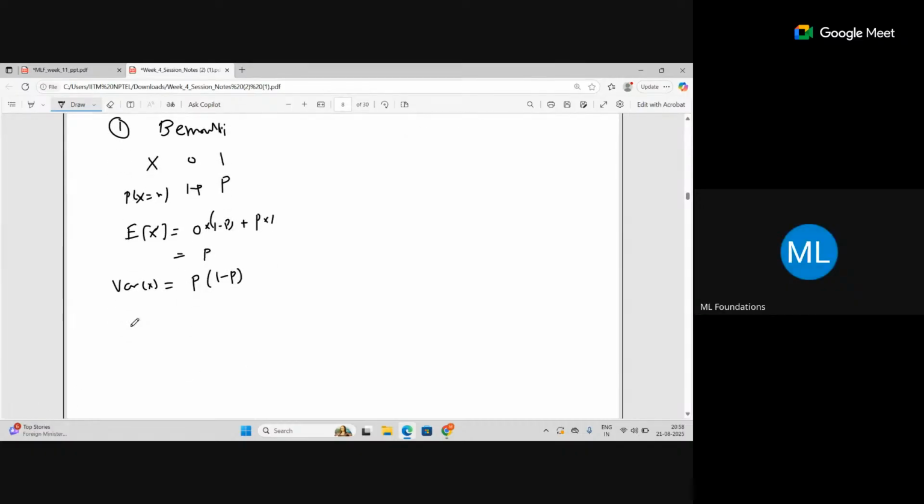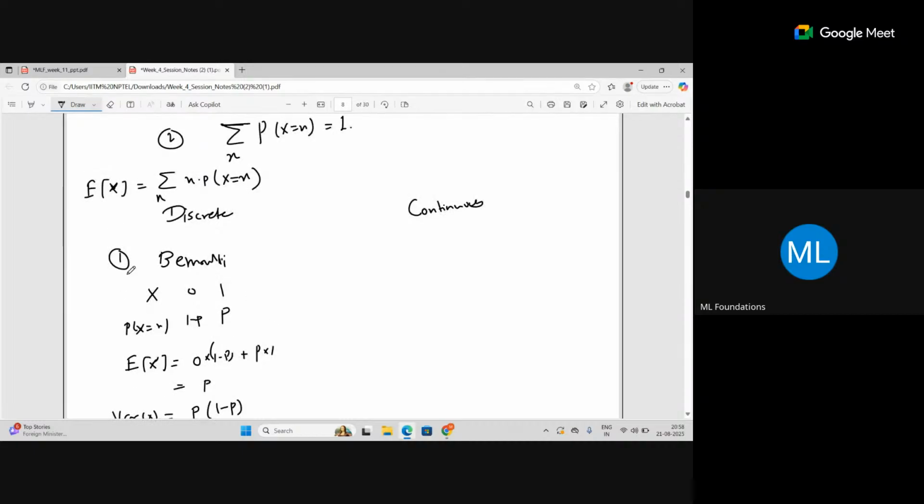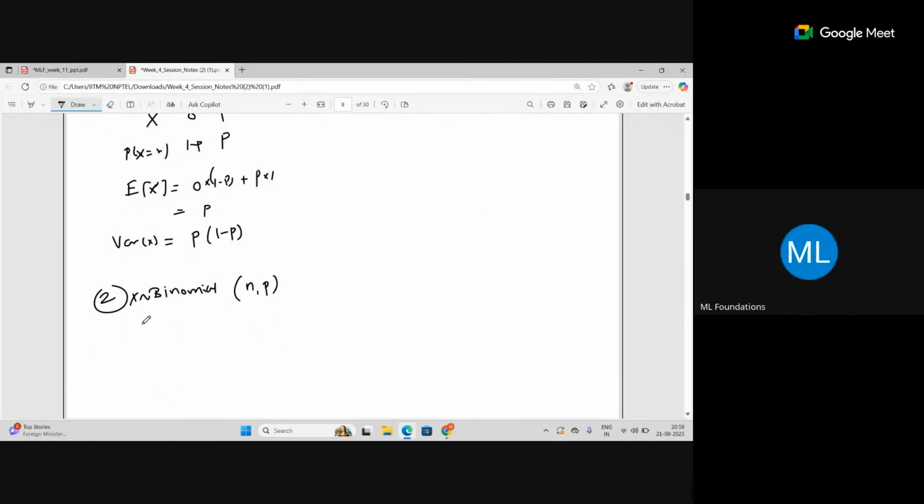Right. There is another very famous distribution, which is the sum of IID Bernoullis. It is called the binomial distribution, and it has two parameters, n and p. Maybe the correct notation is like this: X is Bernoulli with parameter p. In this case, what is the PMF for the binomial distribution?